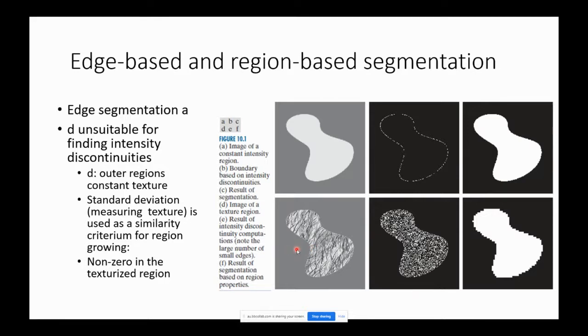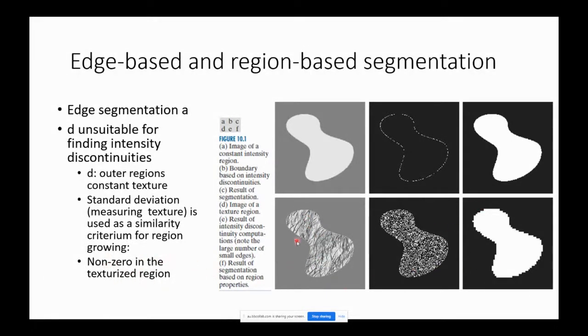And how do I know what texture is? Basically, the standard deviation, right? Standard deviation is the standard method for measuring texture, and I can use this as a similarity criterion for the region growing. When I have a smooth region outside, it will have a standard deviation of 0. It's the same. There's no deviation at all. It's the same value.